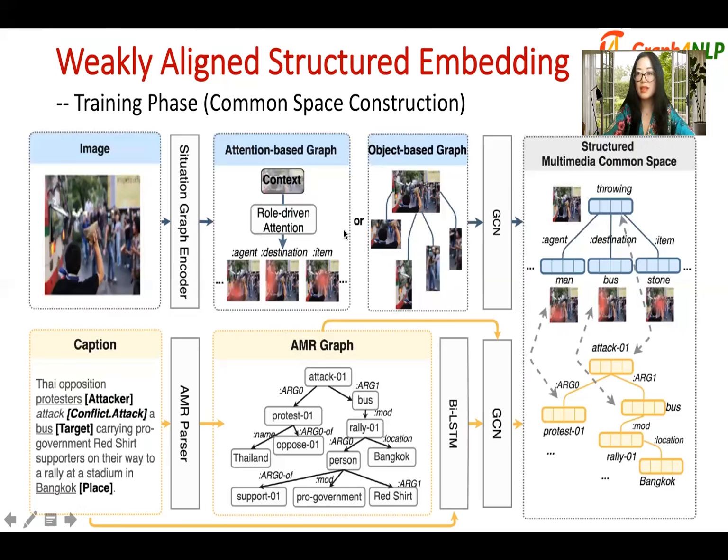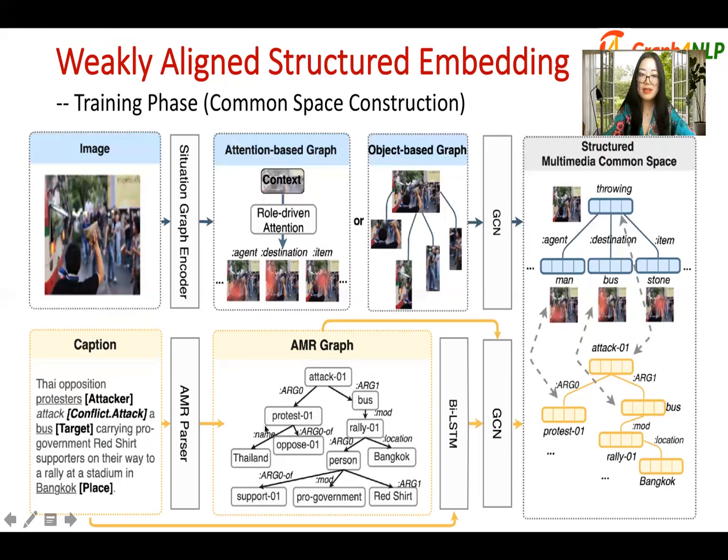So we decided to add another kind of graph, which is called attention-based graph. So we looked at the attention heat map that's associated with each object. For example, this part is aligned with agent. This part is associated with item. And then we merge these two graphs using GCN.